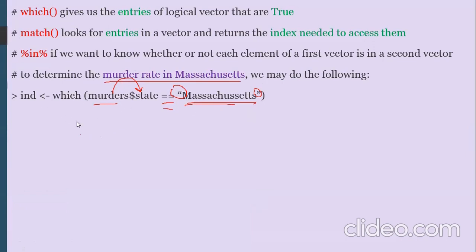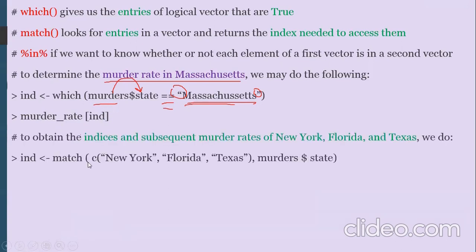And it will define this. We will define this index first, and once we define it, then we can define the murder rate in Massachusetts. If we write like this, it will give us the murder rate in Massachusetts. This is how we first define the index to access that region, and then we go for the murder rate and that index, and it will give the index of the same thing. And to obtain this is how we can use match.